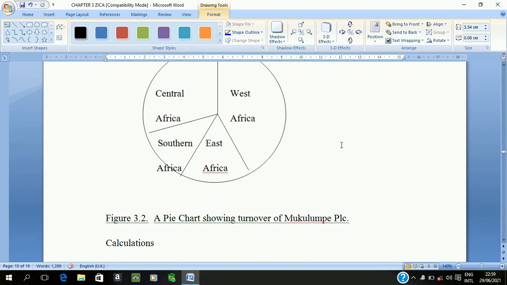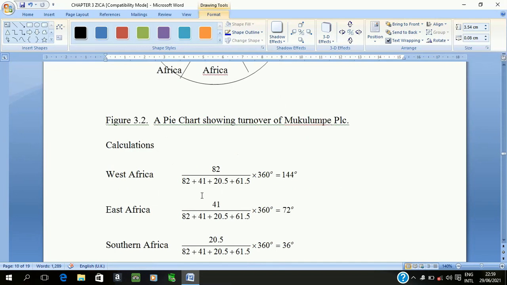If you want to do the actual calculations, all you have to do is add up the total sales, and those total sales, of course, are going to be equal to 360 if you are using degrees. The total sales are going to be equal to 100% if you are using percentages. Then how do you calculate for each sector of your pie chart? This is how you do it.